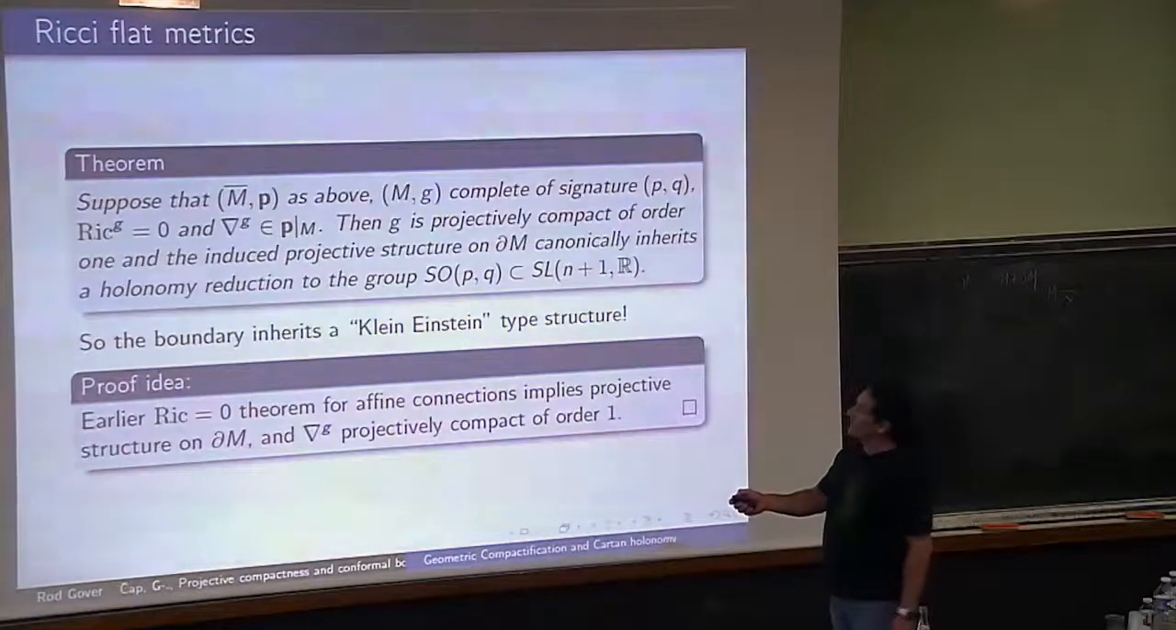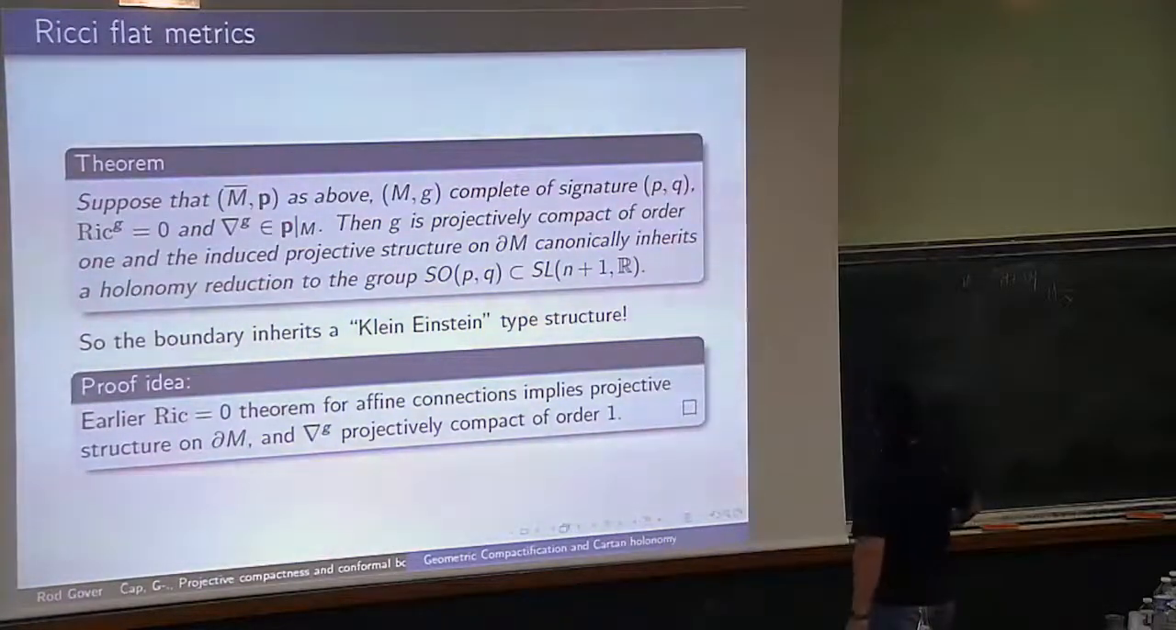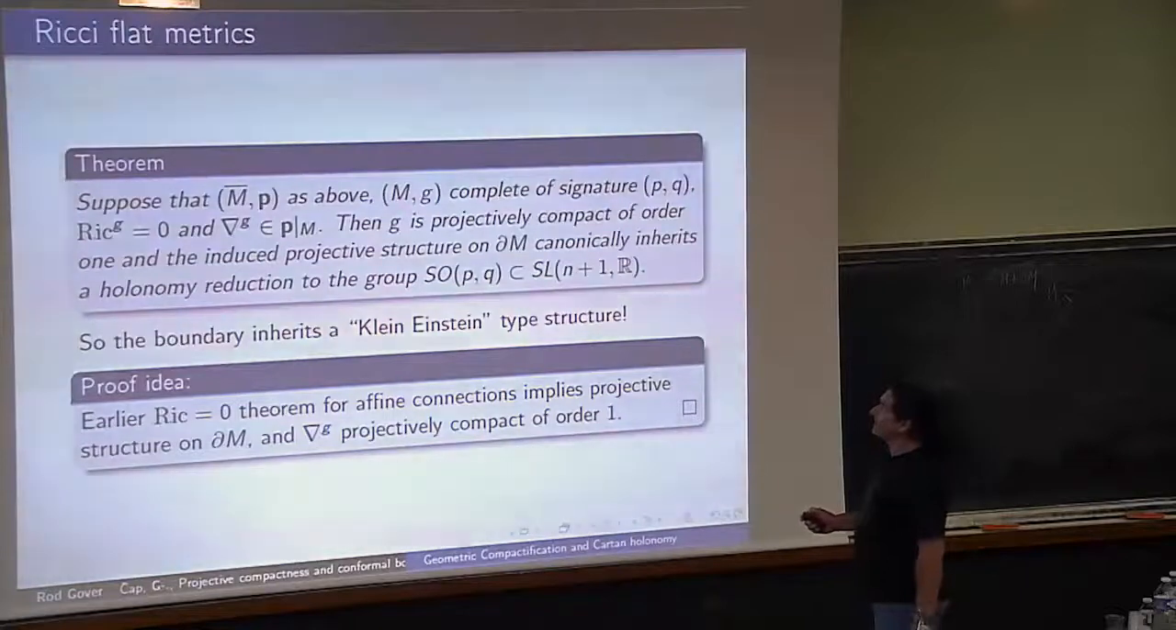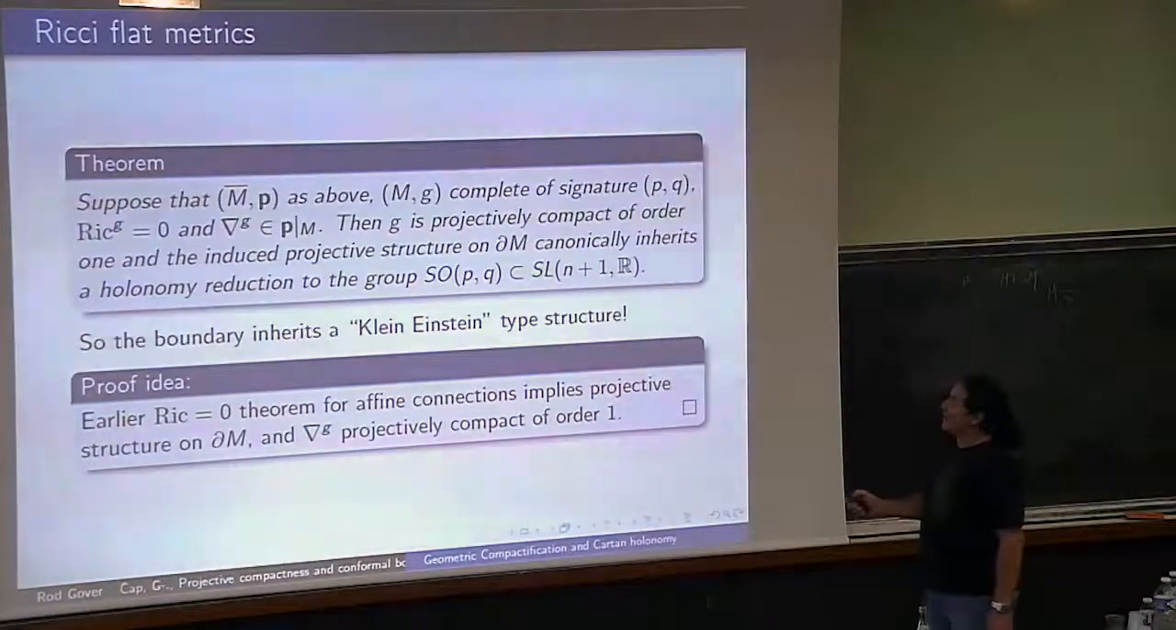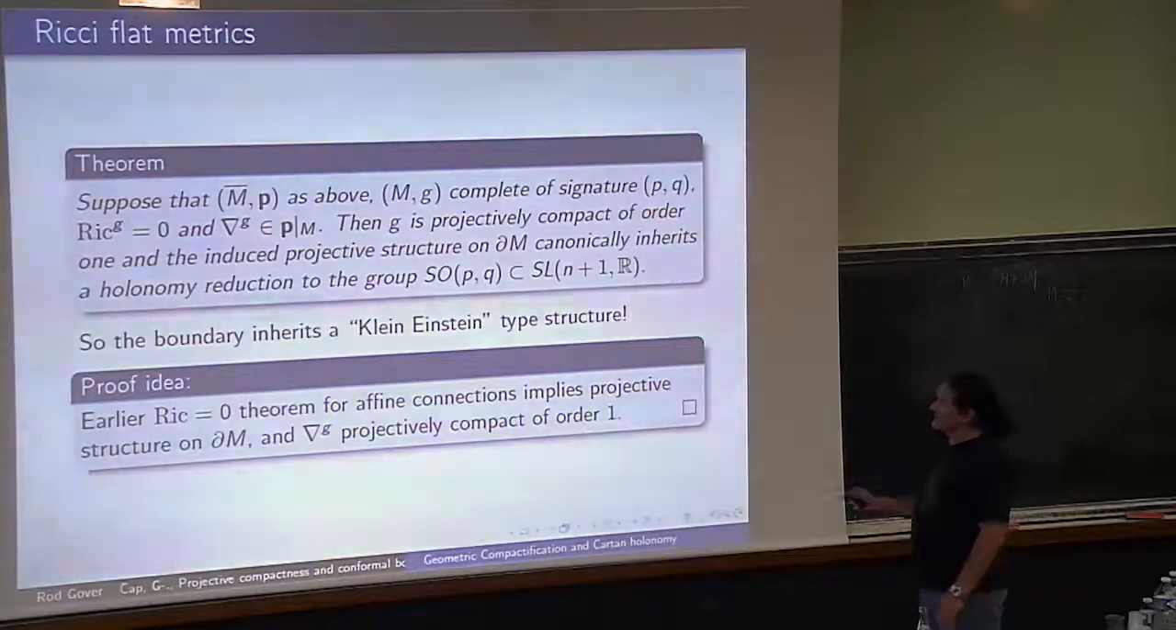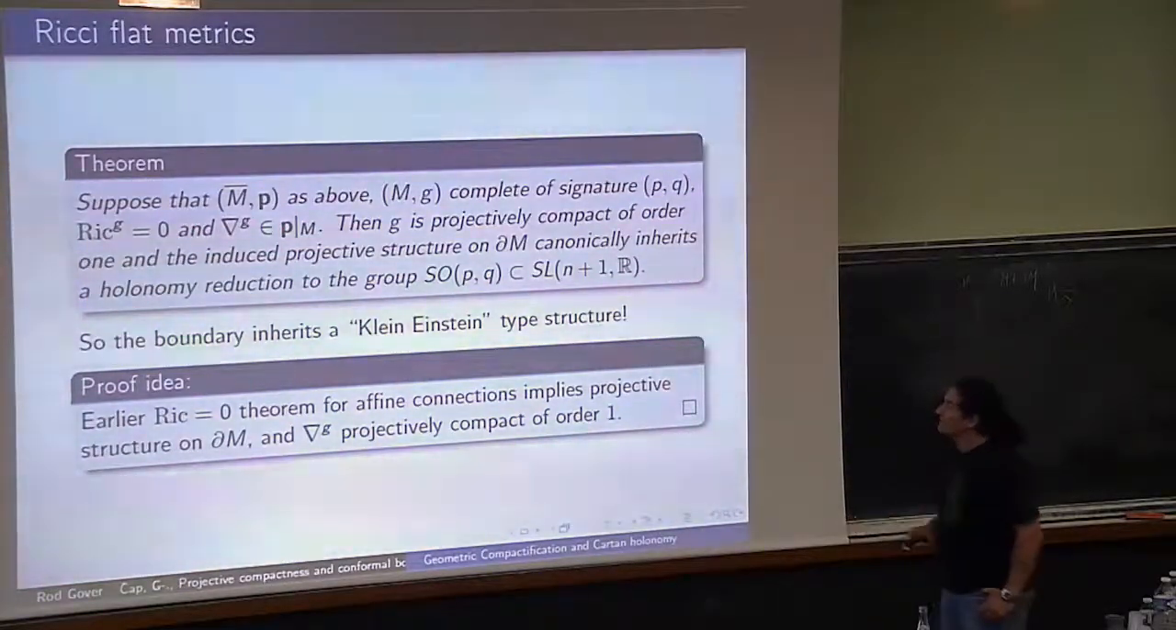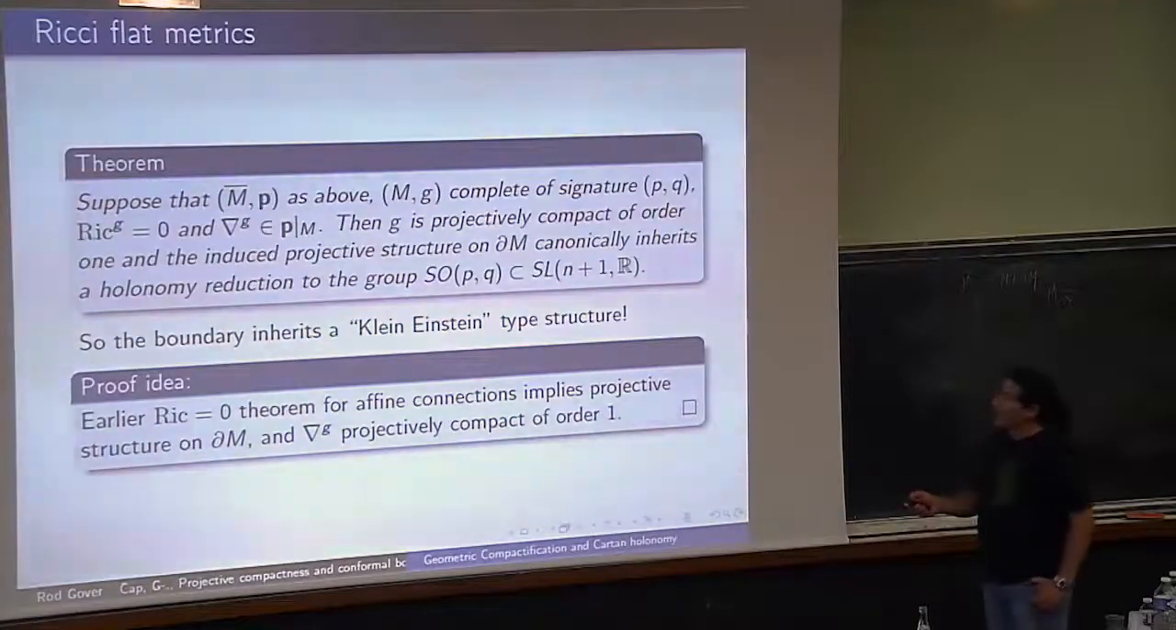now we want to have a projective structure as before on your manifold with boundary, and the interior, let's say, we have a complete Ricci flat metric of some signature, and we want its Levi-Civita connection to be in the projective structure. So what happens? Well, then necessarily G is projectively compact of order 1.